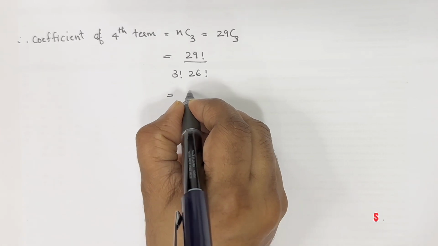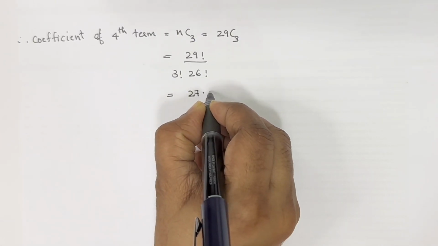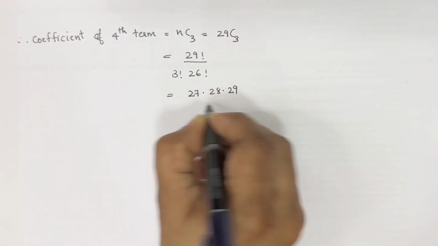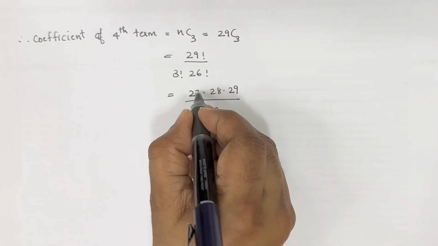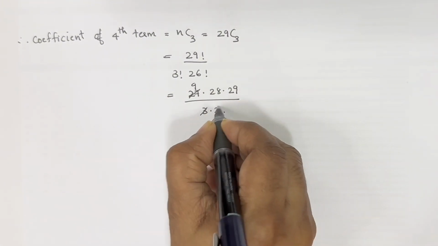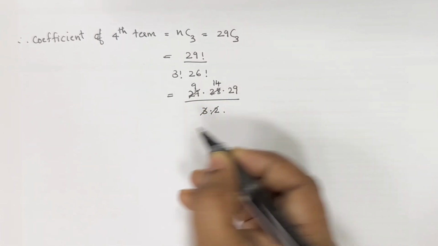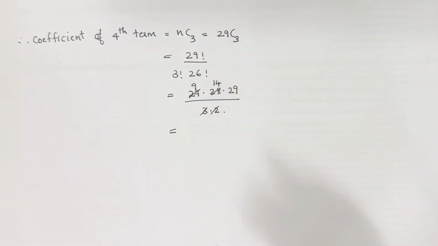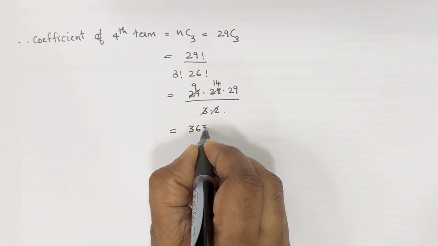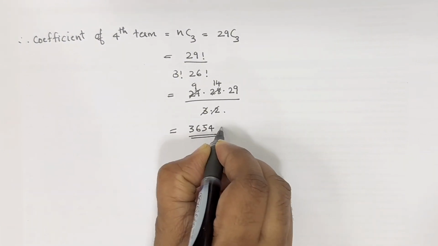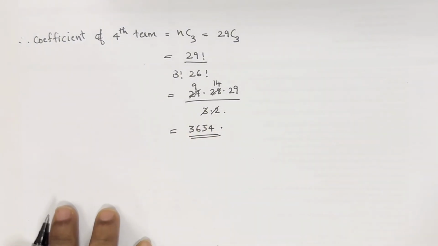So remaining term is only 27 into 28 into 29 whole divided by 3 factorial, which means 3 into 2. Here 27 by 3 means it is 9. And 28 by 2 means it is 14, and just multiply these three numbers and find the final answer. So when we multiply, we'll get 3654 as the final answer.